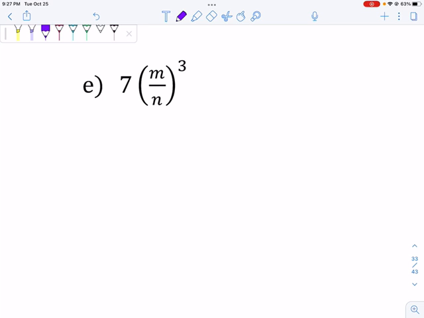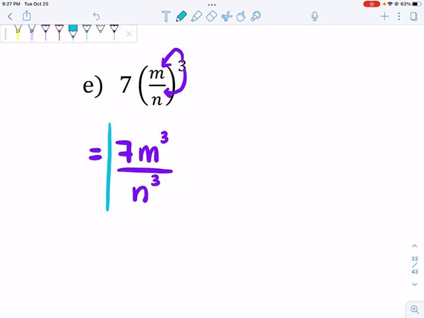Now that 7 is not part of the brackets, so when we distribute the exponent of 3, that does not go on the 7. The 7 simply remains as is. That exponent of 3 will distribute to both the numerator and the denominator, leaving us with m cubed and then n cubed in the denominator. The 7 stays as is. Now, because the m and the n have different bases, we cannot further combine anything. So example E is all done.